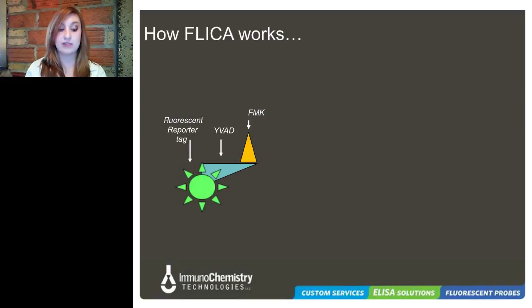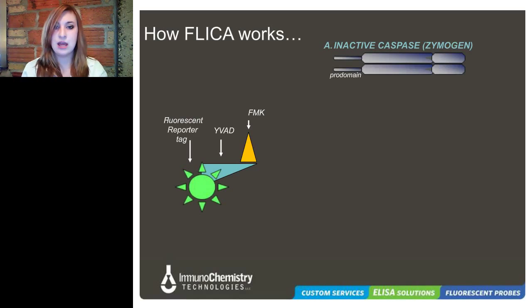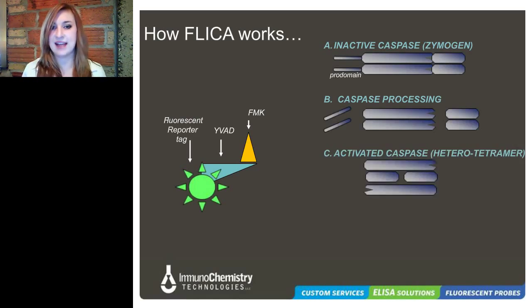So how does Flicka work? Our Flicka probes, as you can see on the little diagram on the left of the screen, are comprised of a caspase affinity peptide sequence, a fluoromethyl ketone moiety that facilitates an irreversible binding event with the targeted active caspase enzyme, and a fluorescent tag reporter. So I'll open up on the side here the different steps of the process.